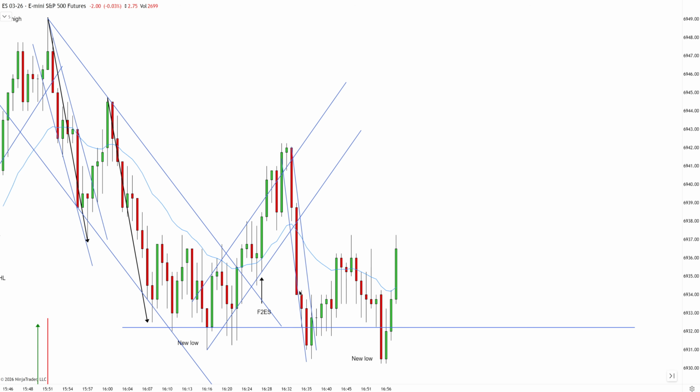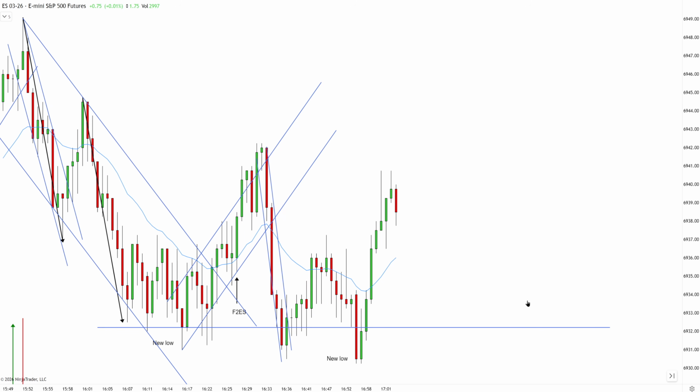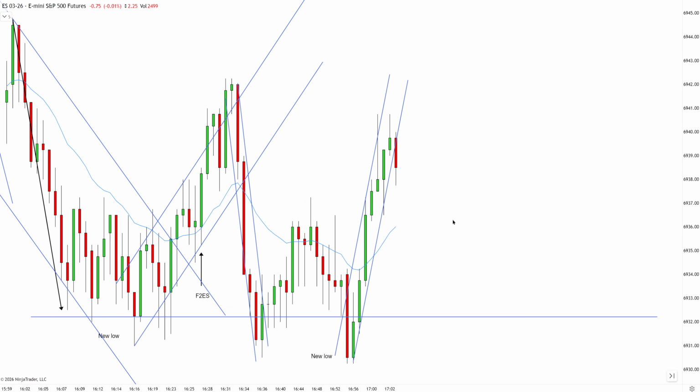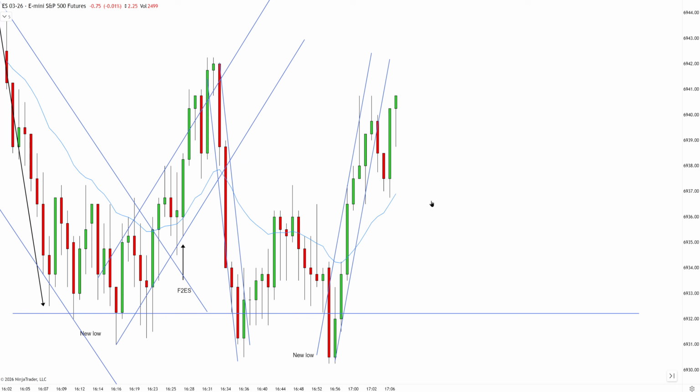Really going sideways at the bottom here. Buyers are really stepping in around this 69.30 area, 32 area. So once I see this decisive pushback above EMA, I'm back to thinking bullish. There is no bearish reason whatsoever. So I want to see right now second entry long at the EMA.